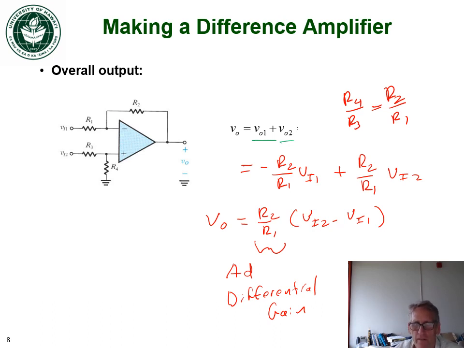All right, so we figured out how to make the difference amplifier, but we still have a few unanswered questions, like what's the common mode gain of the circuit? How about the input resistance or the output resistance?